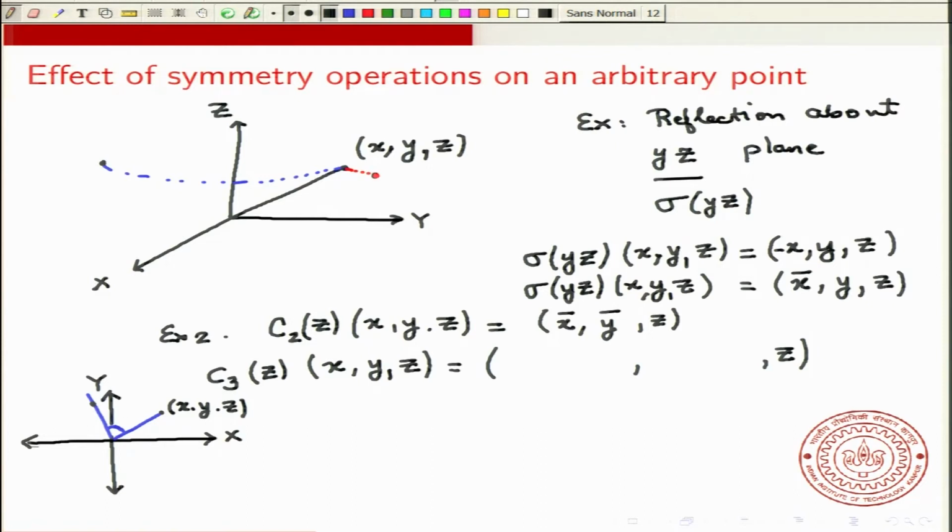Now, the question is, what is the relation between the coordinates of the original point and the coordinates of the new point? So, if the original point had coordinates x and y, this distance is y, this distance is x. Now, this angle is 60 degrees, this angle is 60 degrees. Now, this new point has some new coordinates, the new x and y coordinates.